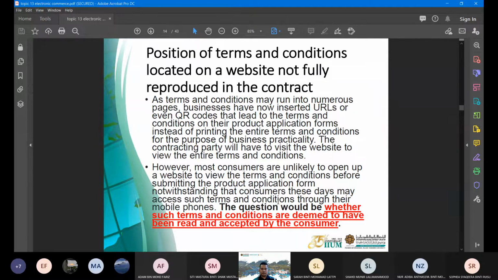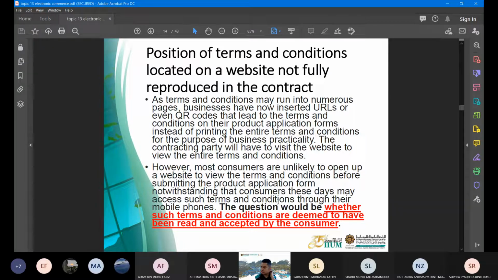The terms and conditions are located on the website, but are not fully reproduced in the contract. This is what I talked about earlier: usually in online advertisements, for example on the AirAsia website, the whole terms are not reproduced in the advertisement. You have to click on a certain link, and only then will you know the full terms and conditions.